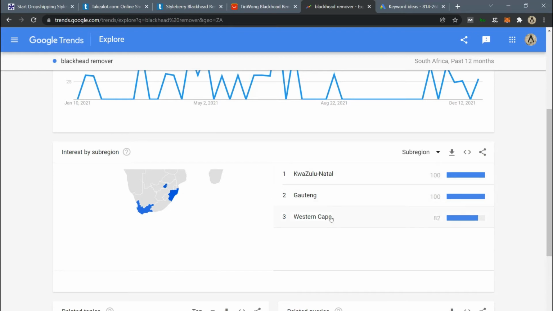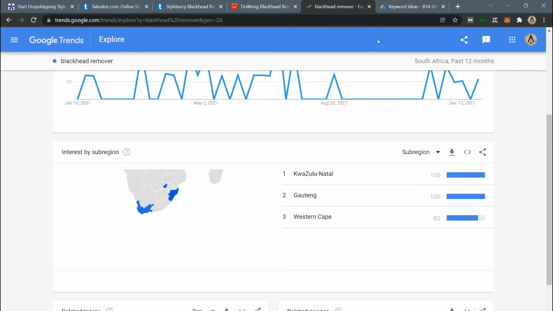So what does this tell us? This is perfect, because now we know who to market to. If you market to the Eastern Cape, Free State, Northern Cape, Northwest, and Limpopo, you're pretty much going to waste your money, because most searches are in these 3 provinces here. So if you run your ads on Google Ads, you can set your location to South Africa, but only for these 3 provinces. These 3 provinces are your winning provinces. So now you can narrow down your target market.